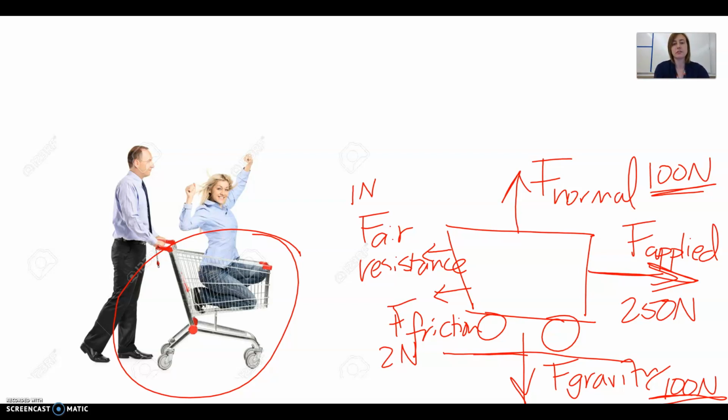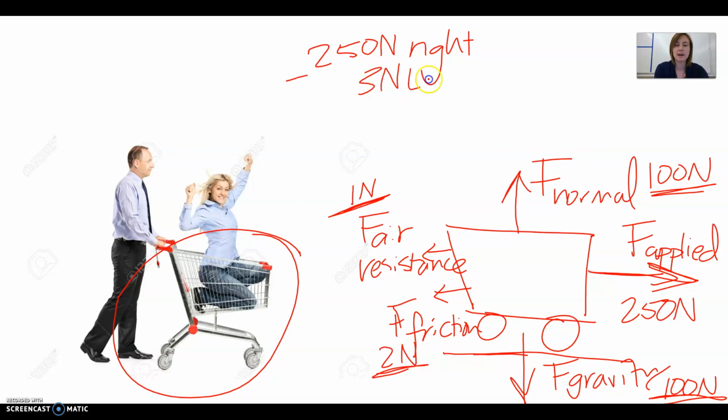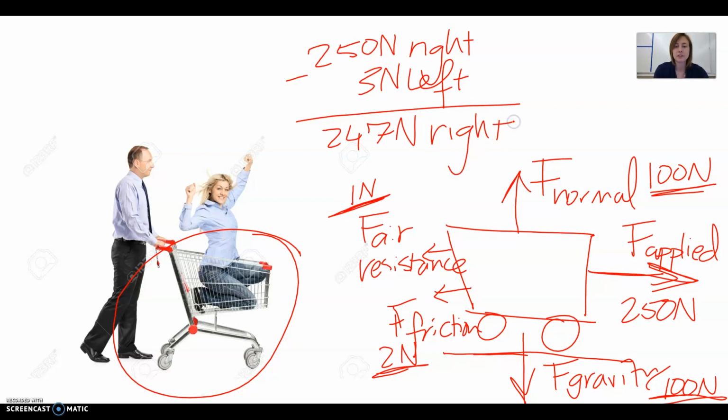But in the side-to-side direction, we have 250 newtons to the right minus 1 plus 2, right? Because we have 1 newton of air resistance and 2 newtons of friction. So that's 3. So we got 3 newtons pulling it back to the left. Now 250 minus 3 is going to be 247 newtons in the direction of the biggest force. The biggest force is to the right. That's the way the guy is pushing, right? So 247 newtons to the right, that is going to be the net force.